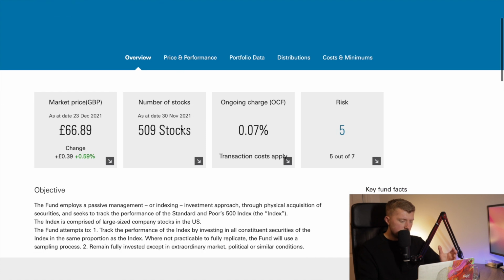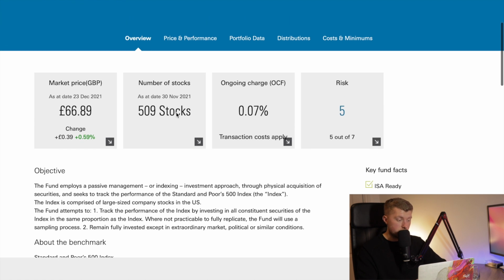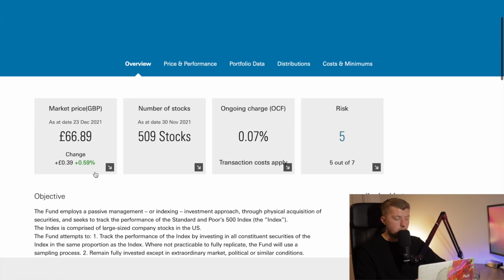So let's just talk about it quite briefly then. The market price: you can buy 1 unit of this ETF today for £66.89. In terms of the number of stocks in which you're going to invest, it's 509 stocks in total. And I know I just said there's 500 companies in the S&P 500.